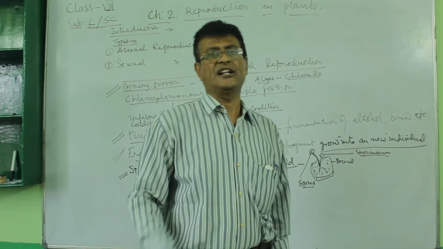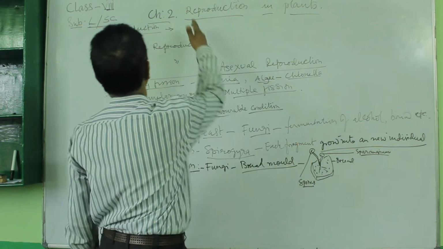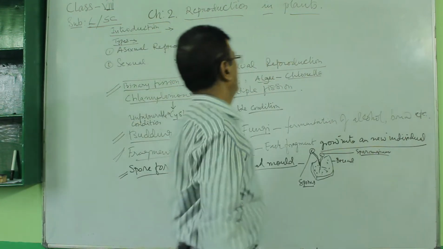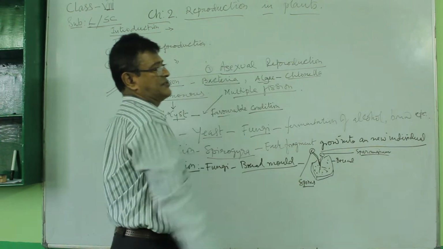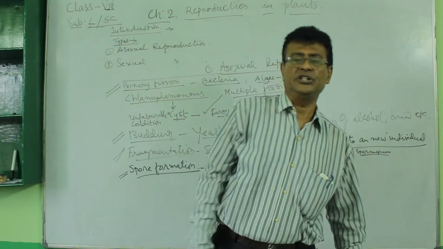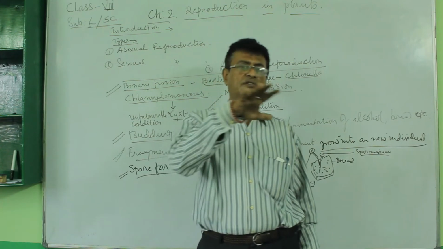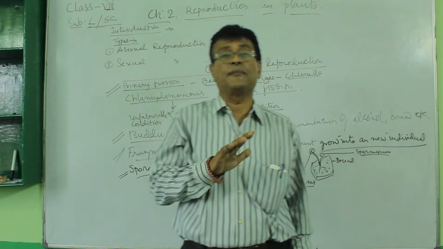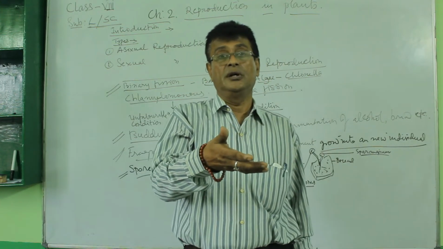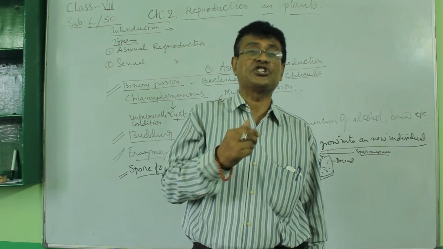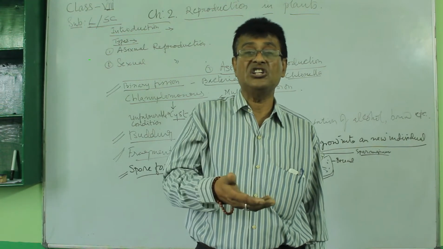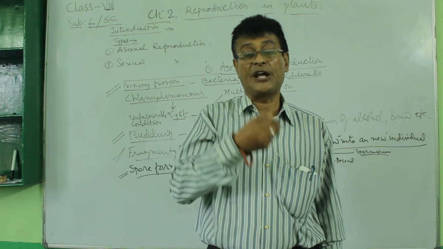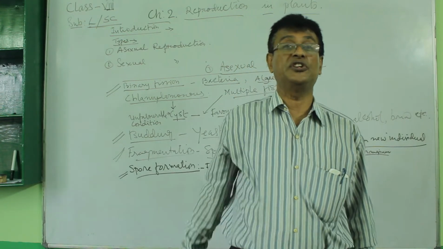Let us have chapter 2 of life science for class 8. Let us see what the chapter is: reproduction in plants. Now, what is reproduction? All organisms that live on the surface of the earth undergo reproduction. It is the process to keep the new generation. It is the process of duplication of the identical characters of the organisms for the new generation.